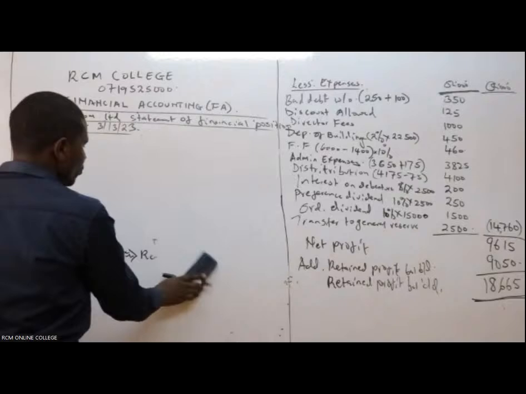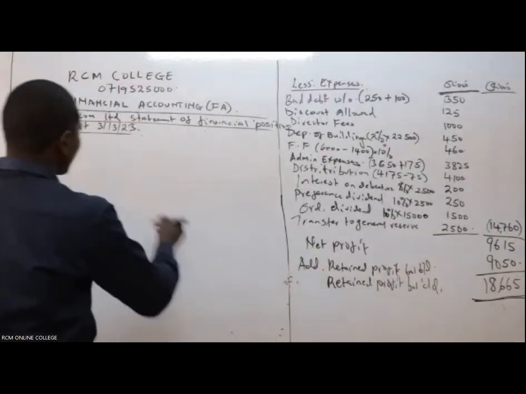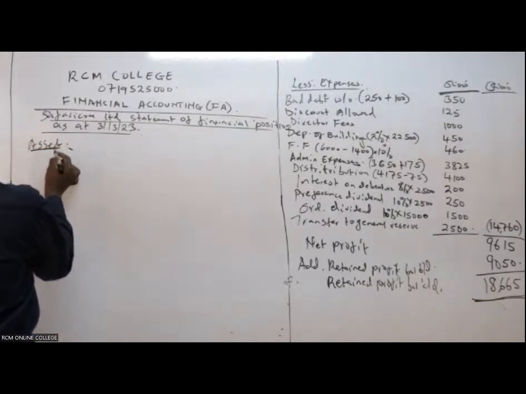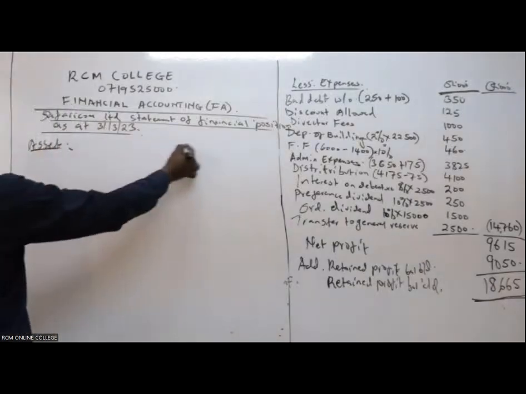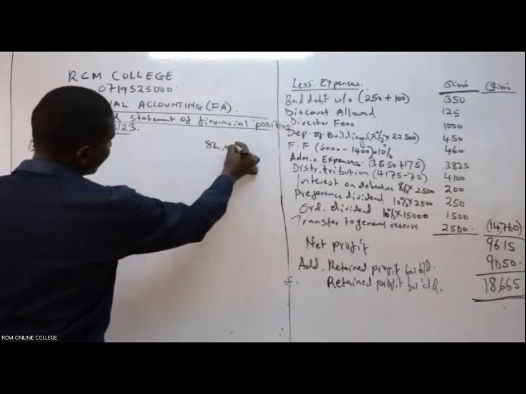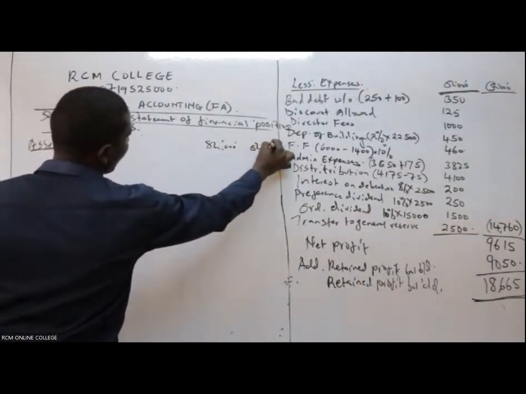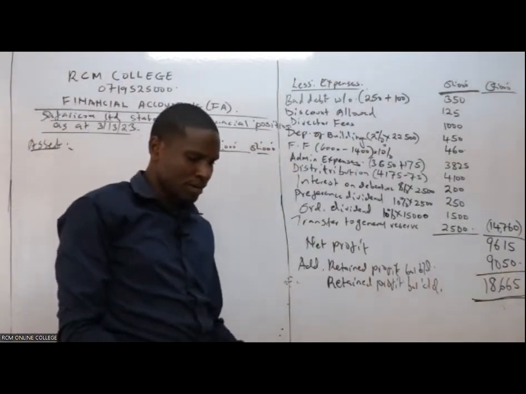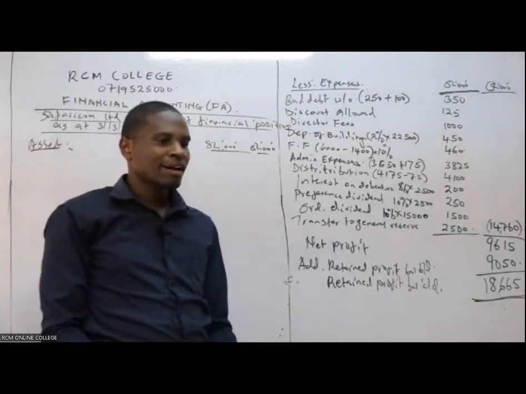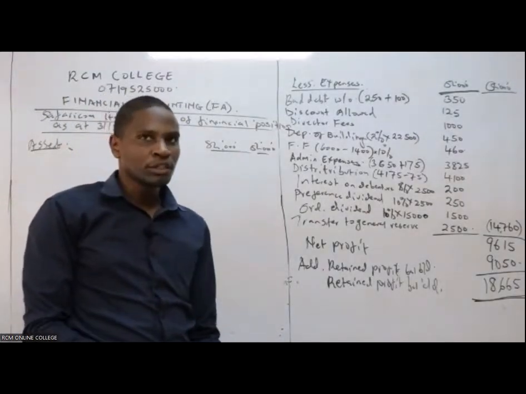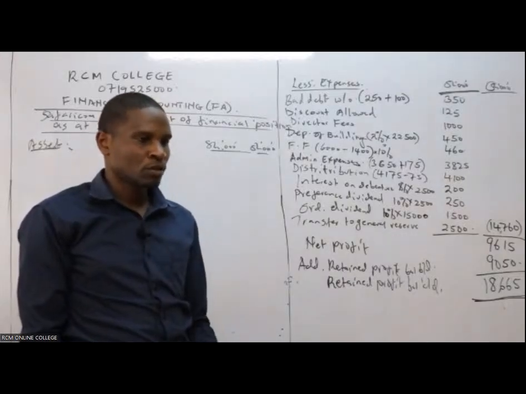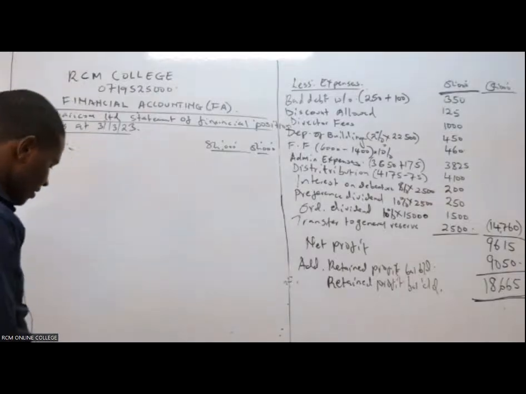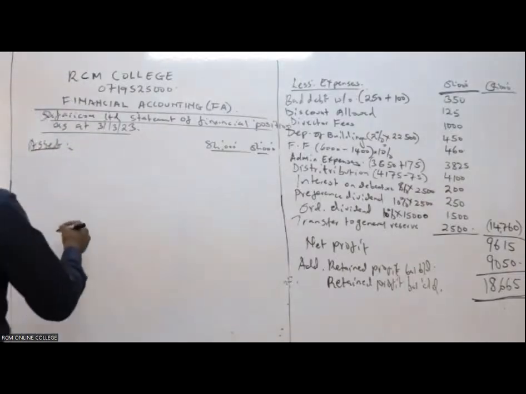In this case, we start with the assets. If you are good enough, you can give me the non-current assets that we have. Can you mention for me some of the non-current assets? If I look at my question very well, I had been given building, then furniture and fitting, and then I have investment at fair value.